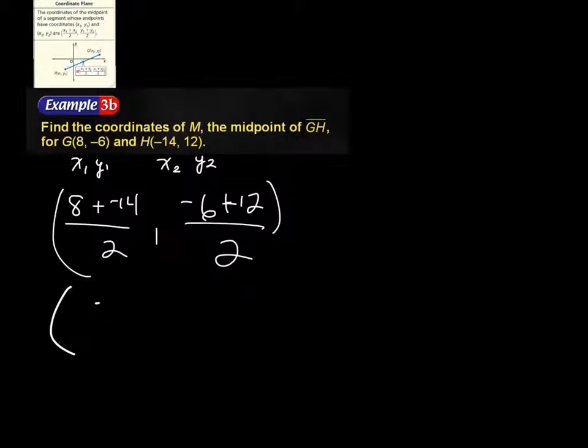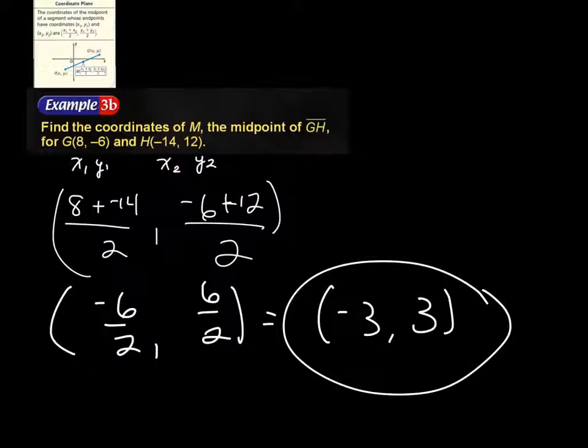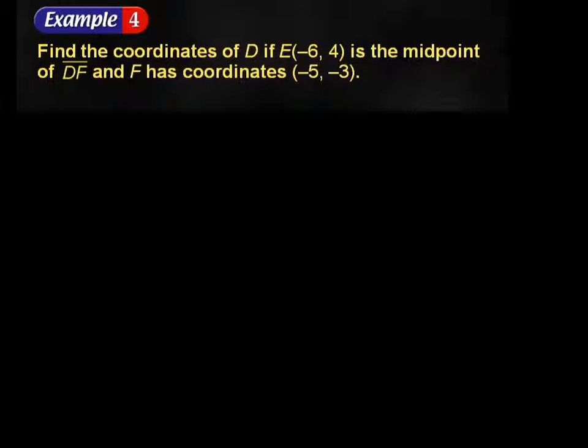8 plus negative 14 is negative 6. Negative 6 plus 12 is 6. So when we finish simplifying, we're going to get negative 3, positive 3. Average the x's, average the y's. Now it gets a little bit more interesting here.